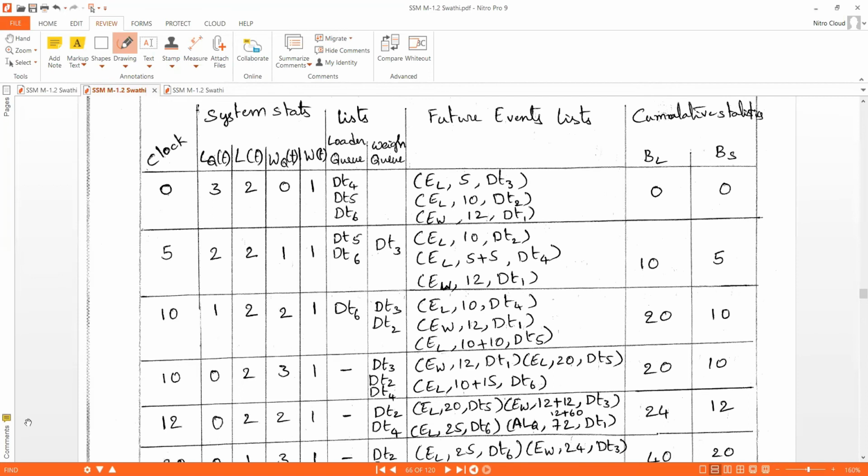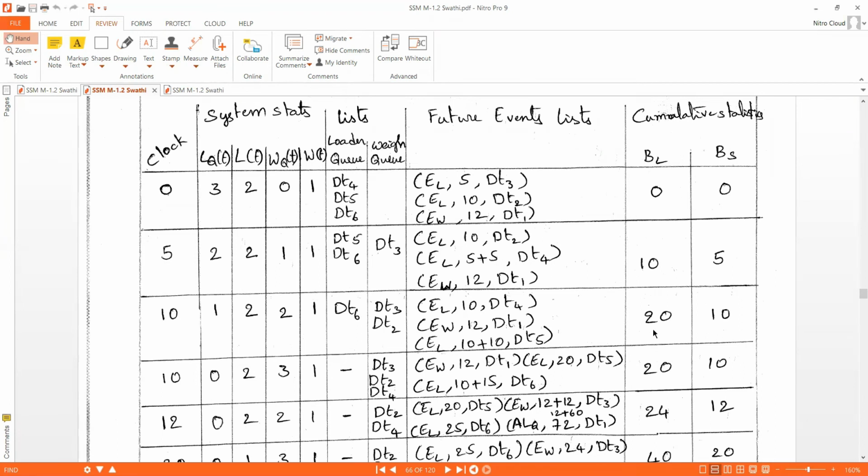Okay, and here at simulation clock time 10, DT5 is shifted to the loader for loading purpose, and it will take 10 more minutes to complete its loading. So at simulation clock time 20 only, DT5 can complete its loading. So we'll write 10 plus 10 is equal to 20. At simulation clock time 20, DT5 will complete its ending loading.